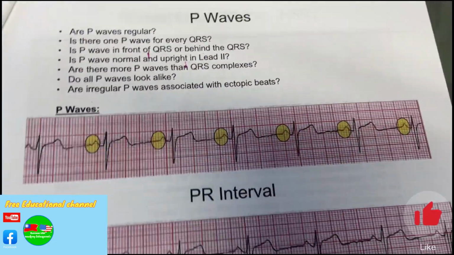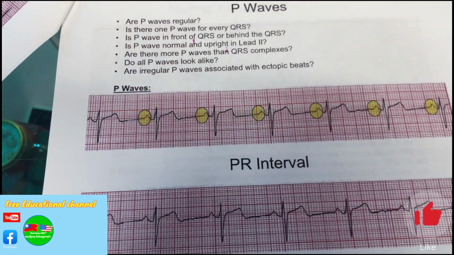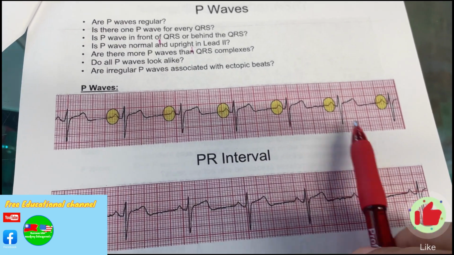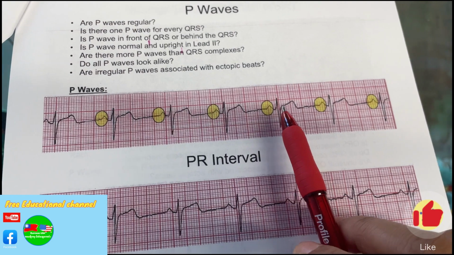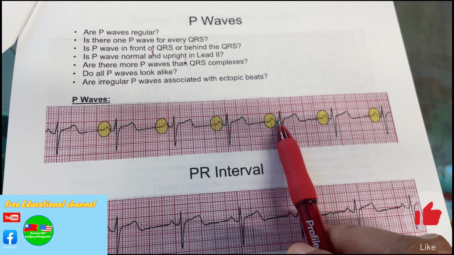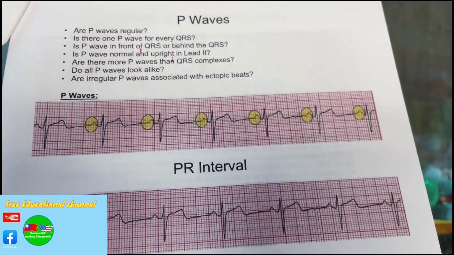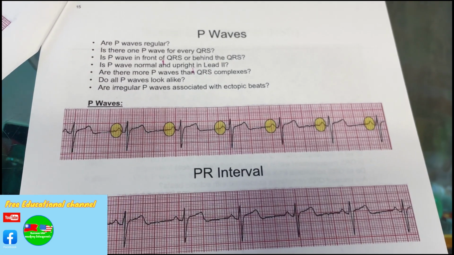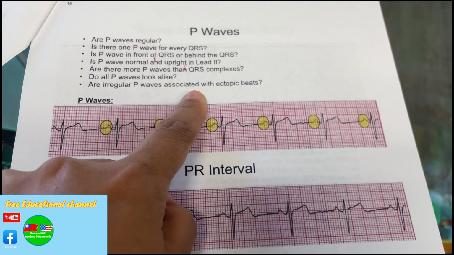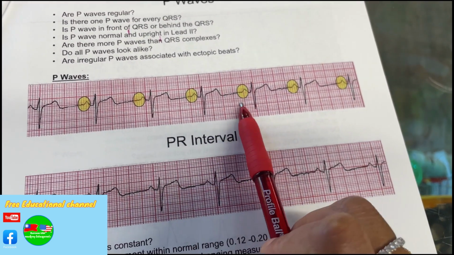RR interval. Okay, here is the P wave. Is there a P wave? Regular. Is there a P wave for every QRS? Yes, there's a P wave before every QRS, and the P wave is normal, upright in lead II. You see if the P wave is normal like that, upright or inverted, because if it is inverted, it could be different rhythms, okay? All the P waves look alike. Irregular P waves associated with an ectopic beat, I don't see that. It's all the same, okay?